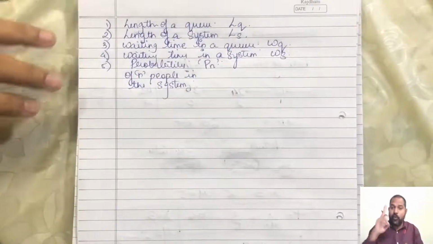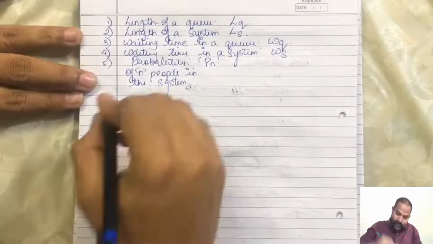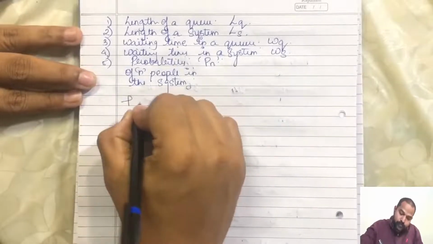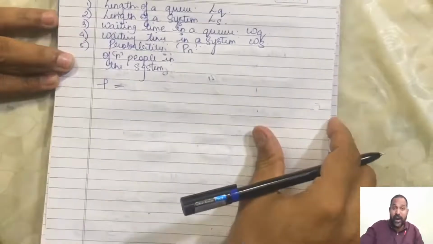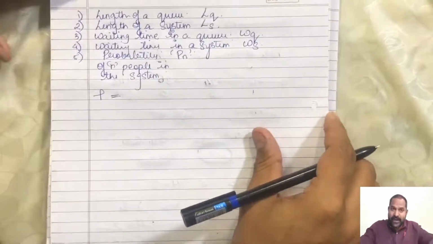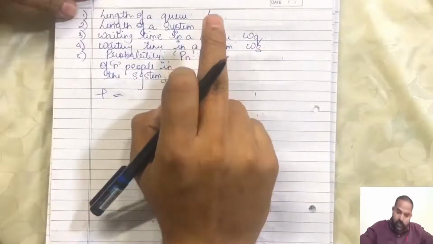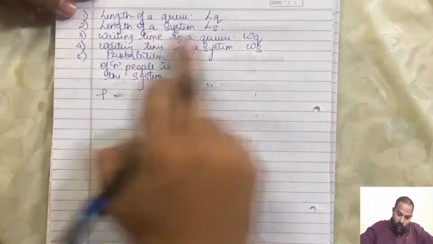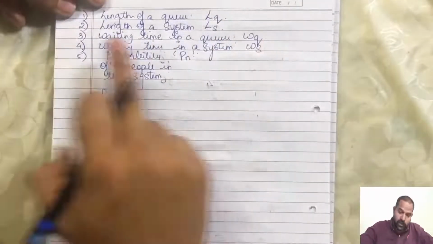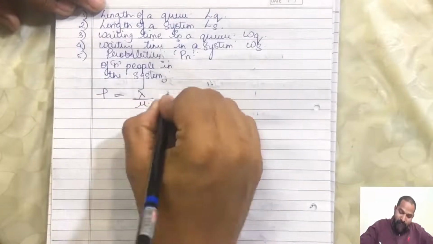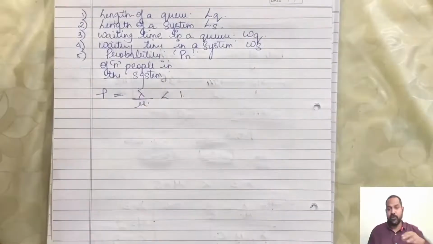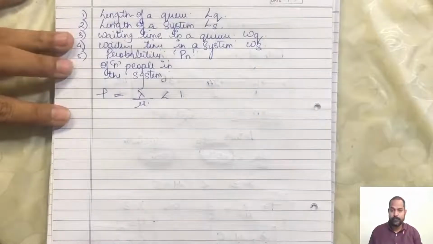And all this will be found with the help of one and only one thing, and that is rho, also known as your utilization factor. So how well you are utilized will tell you what the length of the queue is, what the length of the system is, what the waiting in the queue is, what the waiting in the system is. Rho is given by lambda by mu and is always less than 1.